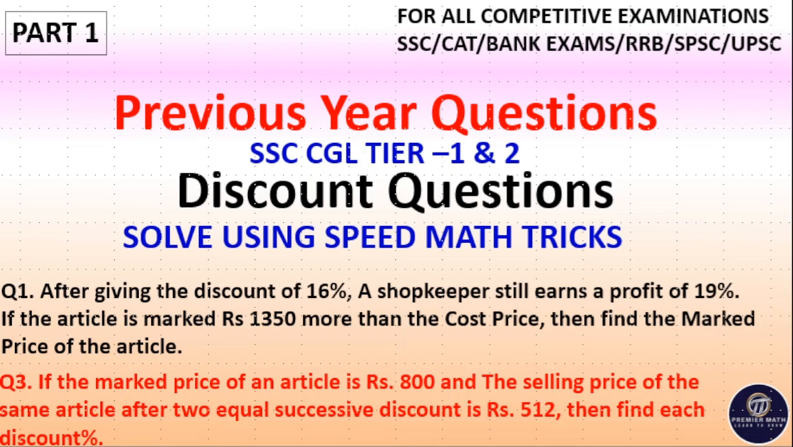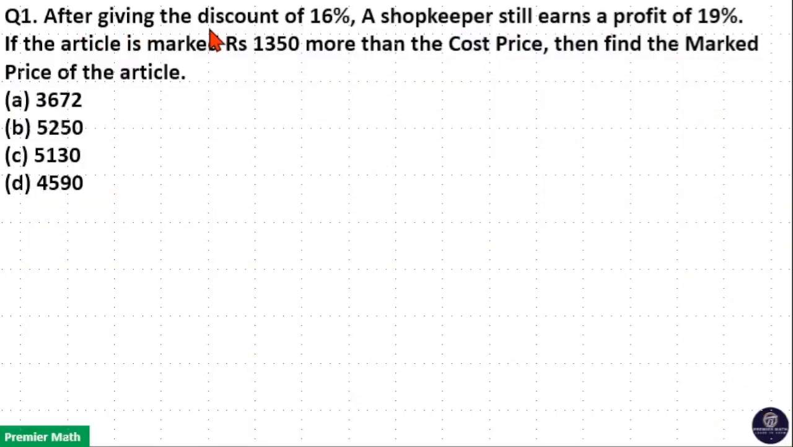Our first question is, after giving the discount of 16%, a shopkeeper still earns a profit of 19%. If the article is marked rupees 1350 more than the cost price, then find the mark price of the article. Here you can solve this question in two methods.